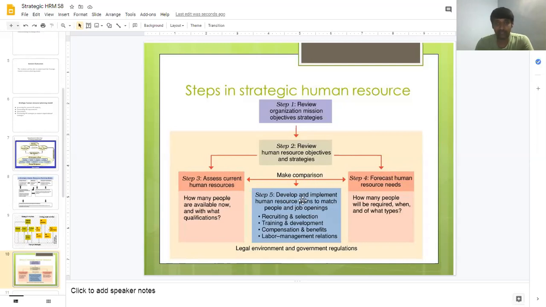The next important step is to develop and implement human resource plans to match people and job openings. Once he has analyzed the current state of an organization and forecast the future requirements, he has to club them together and develop and implement human resource plans. You will have different ideas or plans that will be accomplished through implementing different strategies in an organization on various parameters or sections, like recruitment, selection, training and development, compensation, or labor management relations, like whether there are any issues or labor related activities. Everything has to be taken care of. So this is the legal and governing regulations of an organization.